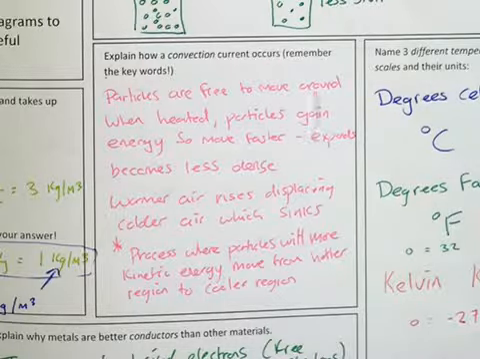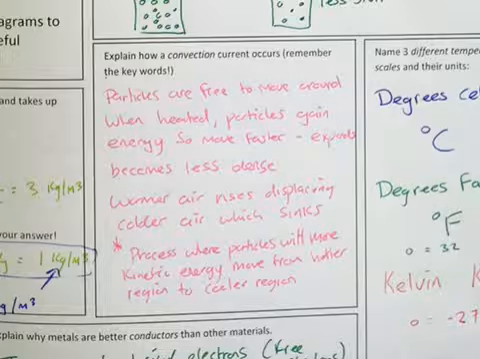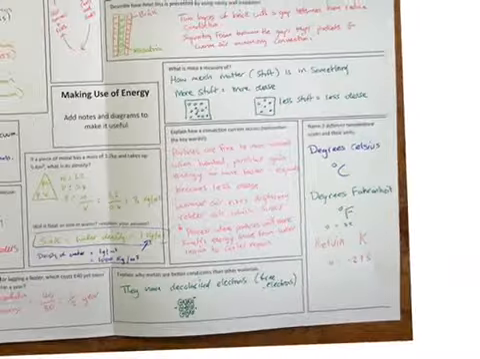Remember keywords. So particles are free to move around. When heated, particles gain energy, so they move faster, kind of like I was explaining in that top box up there. The warmer air rises, displacing colder air, which sinks. And then the definition of convection is the process where particles with more kinetic energy, so kinetic is just movement, move from a hotter region to a colder region. Now, I don't think you've got to remember that definition, but it's a nice definition to have in there.